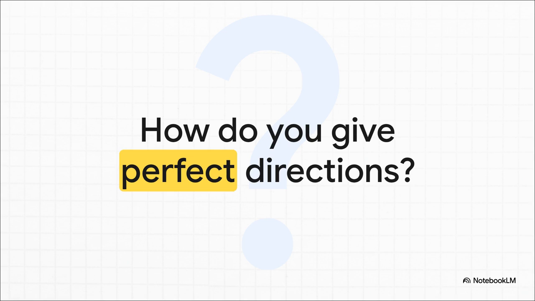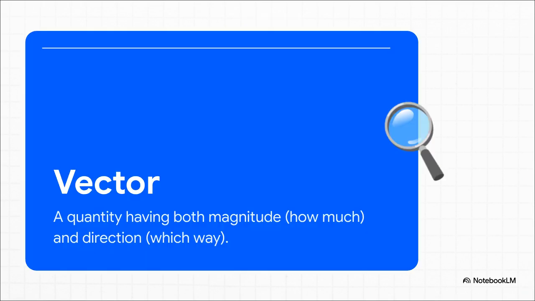See, to give really good, perfect directions, you always need two things: how far to go and which way to go. And that, right there, is a vector. It's that simple. It's just a way of packaging those two ideas together. It's got magnitude, that's the how much, like our 500 feet, and it's got direction, the which way, like due north. So an instruction like take 3 paces north, that is a perfect vector. It's really the language of precise movement.